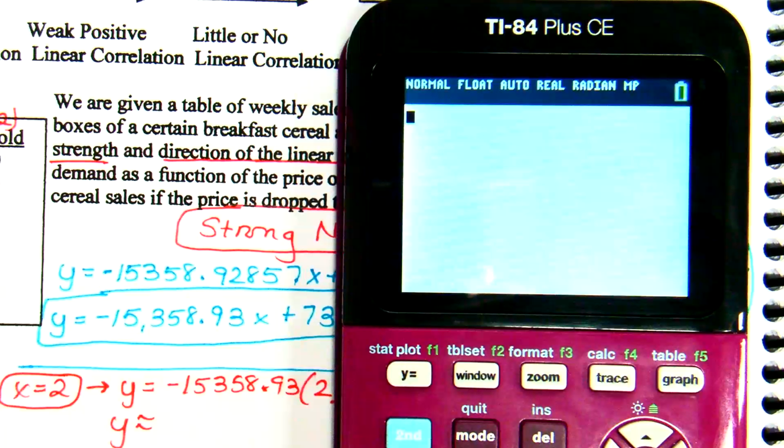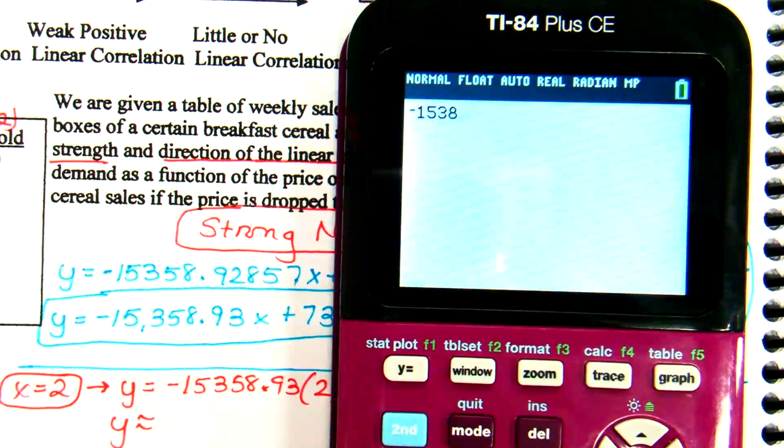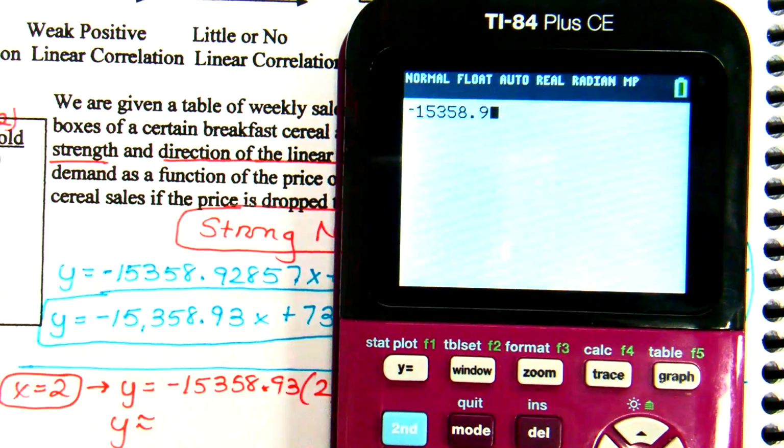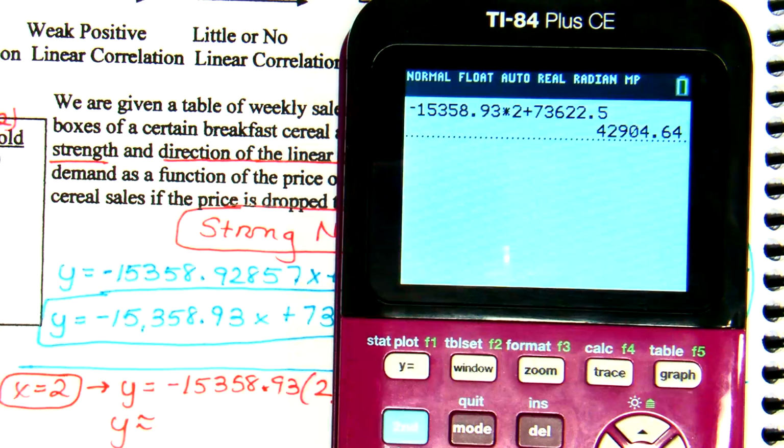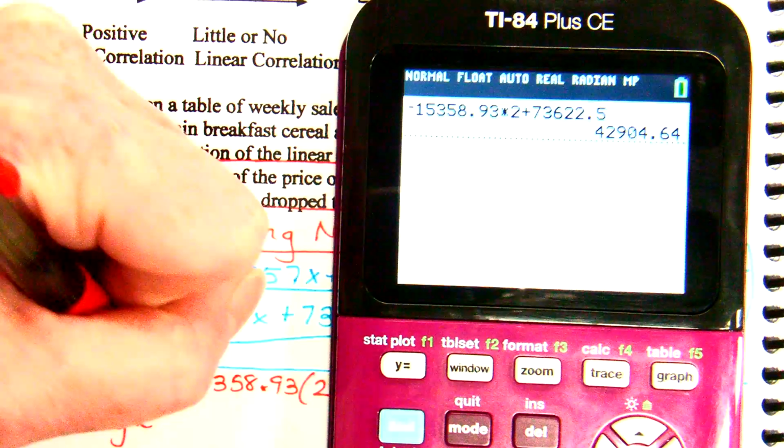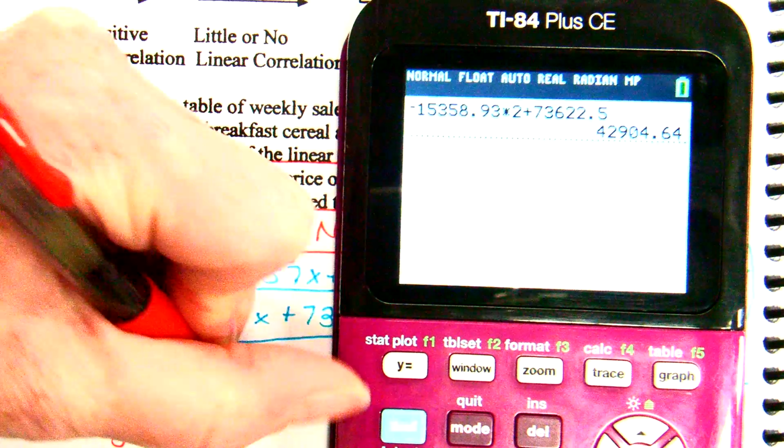So I'm going to do the math here. Negative 15,358.93 times 2 plus 73622.5. Did you get an answer of 42,000 something? So approximately 42,904.64.